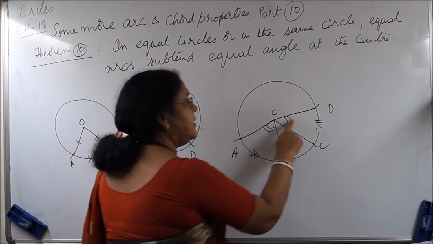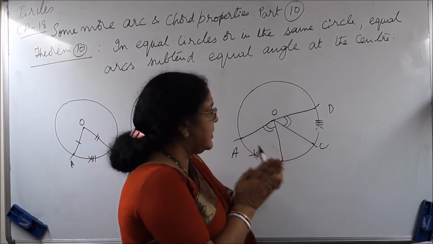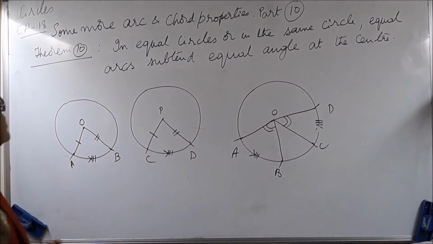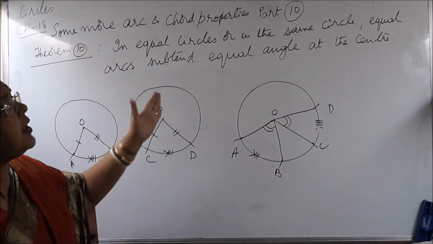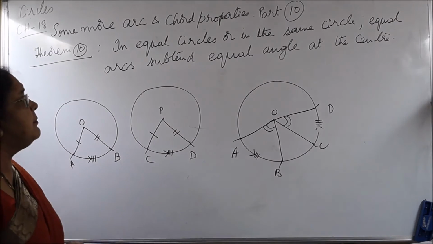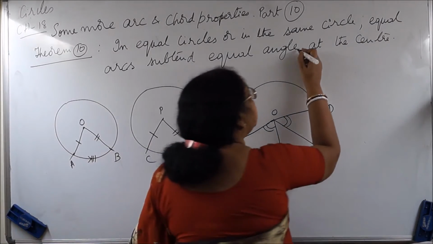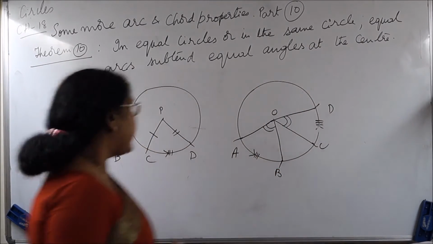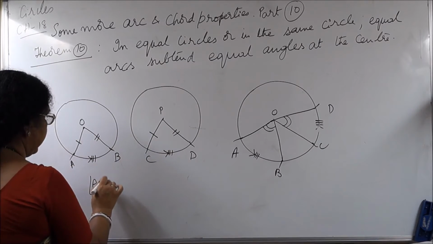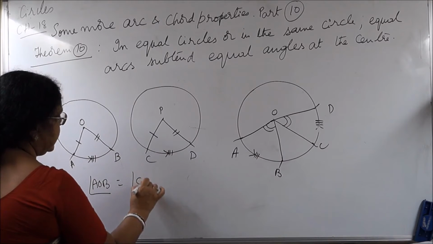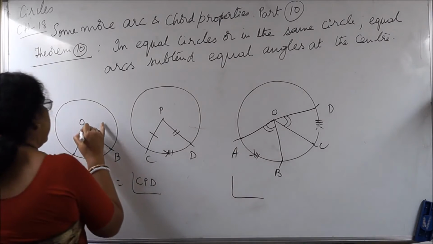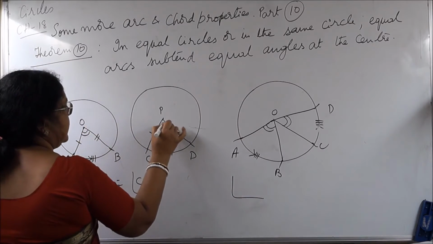So the two angles will be exactly overlapping each other, so that means the two angles will be equal. Okay, so according to this theorem, in equal circles or in the same circle, equal arcs subtend equal angles at the center. Equal arcs subtend equal angles at the center. So according to this, angle AOB is equal to angle CPD, and in this figure, these are equal circles.